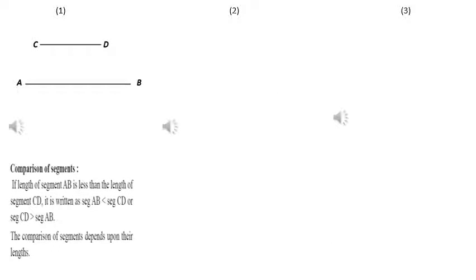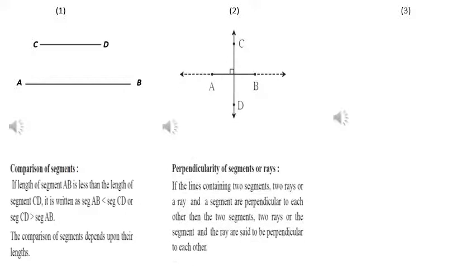Now, what is comparison of segments? Look at the first figure given here. We have segment AB and CD. Segment AB is longer compared to segment CD, and this is what is comparison of segments. So we are just comparing the length, and looking at the figure itself, we know which segment is a longer one. So here we have comparison of segments depending on the length.